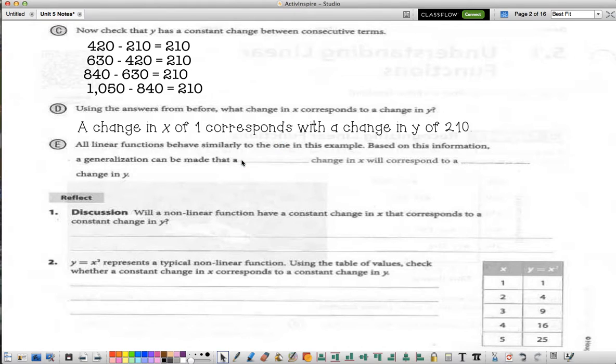All right, so all linear functions behave similarly to the one in this example. Think of it this way. When we talk about proportions, we know that the change has to be the same. We have that k constant that tells us that our equation is going to give us a straight line. The same thing will be true for linear functions. The change has to be constant in order for it to be a line, which is what makes a function linear. So based on this information, a generalization can be made that a constant change in x will correspond to a constant change in y.